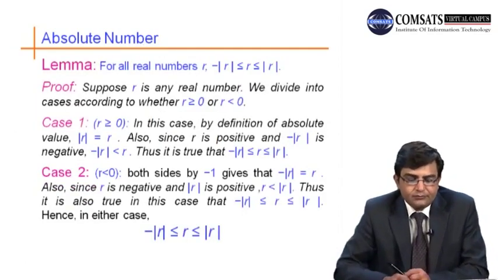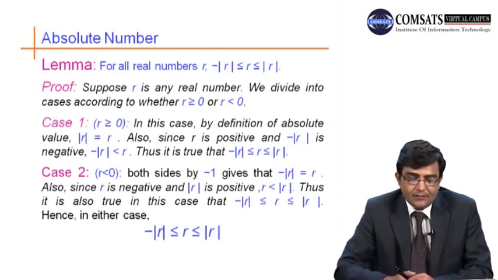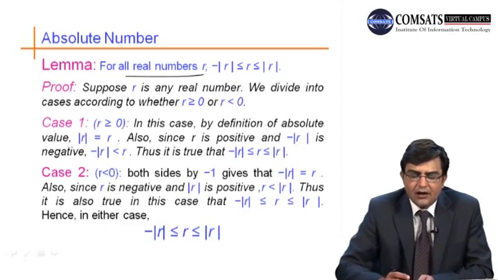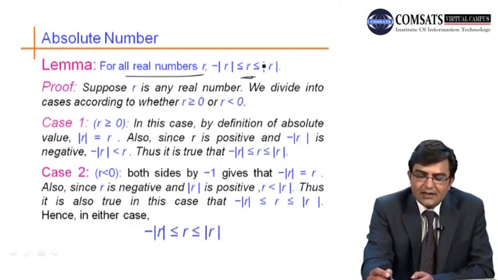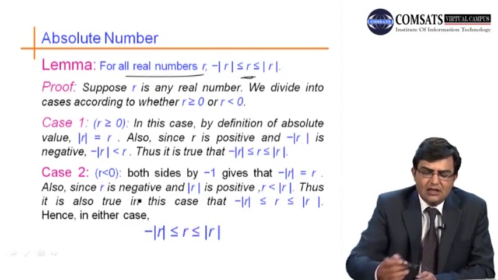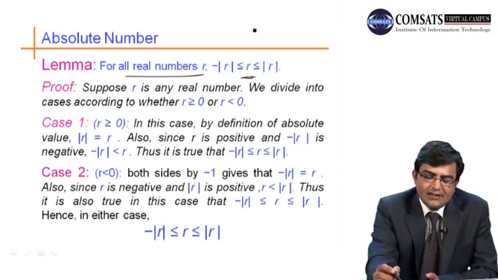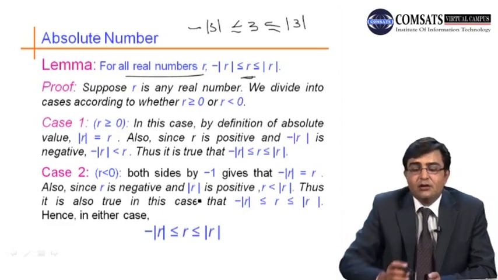Now there is a small result related to absolute values. For all real numbers r, if we take any real number r, then r is greater than or equal to minus the absolute value of r, and less than or equal to the absolute value of r. We are going to prove this with a particular example. We can take that 3 is greater than or equal to minus the absolute value of 3 and less than or equal to the absolute value of 3.